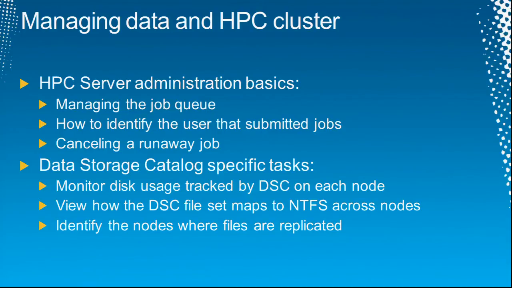So again, some of the things we saw are the HPC server administration basics, managing the job queue. You can easily find from the columns. You can actually add custom columns and so on. Which user submitted the job? If a job is running for too long, or it's a non-converging job essentially, or diverging job, you can cancel that job.